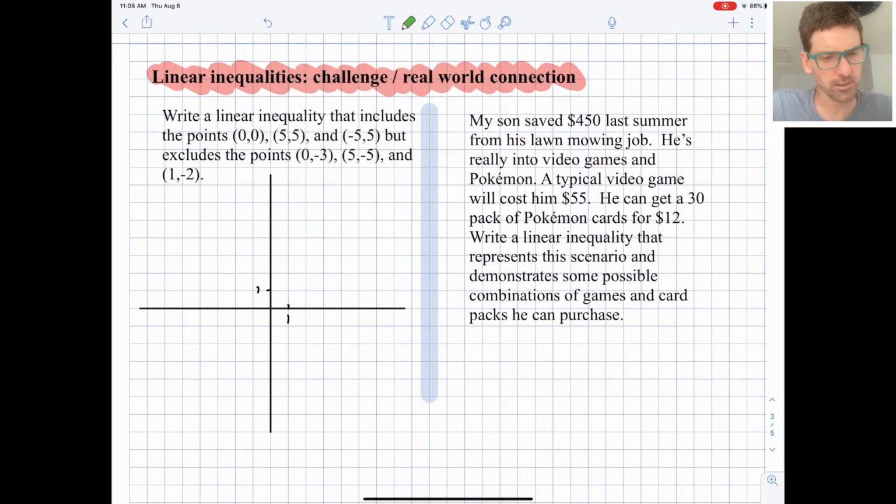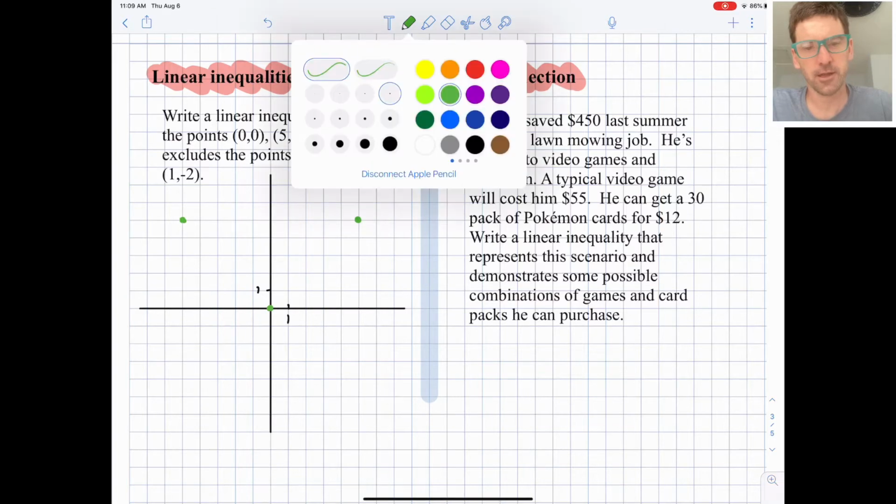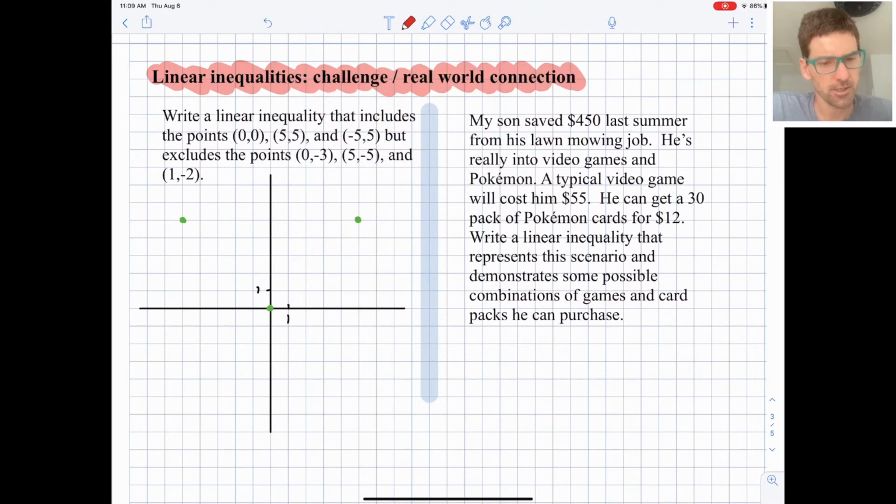Greens are what we're including. So we want to include that green. We want to include over 5, 1, 2, 3, and up 5. And we want to include -5 and up 5. 1, 2, 3, 4, 5. So those are the points we want to include. And then red will be excluding. So 0, -3. We want to exclude that one. 5, -5. And 1, -2.